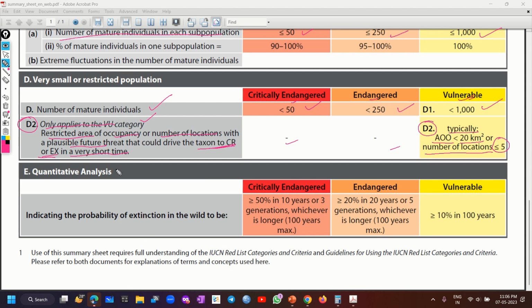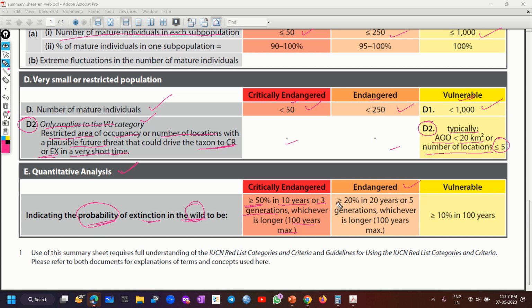Okay. Next is the quantitative analysis. Quantitative analysis indicates the probability of extinction in the wild. So we are just calculating the probability of extinction in the wild, not talking about the pet. Okay. So in the wild, the critically endangered category will be applicable whenever 50% or more in 10 years or 3 generations, whichever is the longer. Okay. And 100 years is the maximum, not more than 100 years. Sometimes some animal species live for more than 100 years, then we will calculate for 10 years. Otherwise, we will calculate the 3 generations. So whichever is suitable according to the conditions.